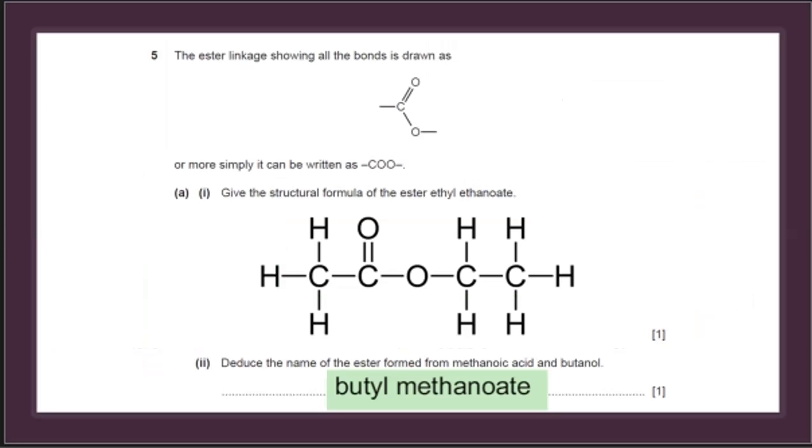The ester linkage, question 5. The ester linkage showing all the bonds is drawn below: C double bond O, O. Or more simply, it can be written as COO, and they show you there. Give the structural formula of the ester ethyl ethanoate.